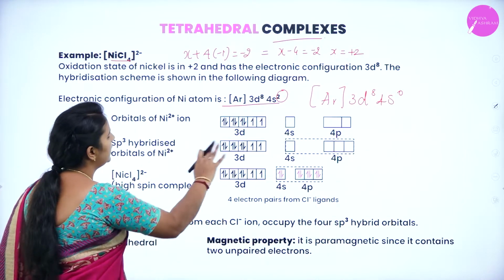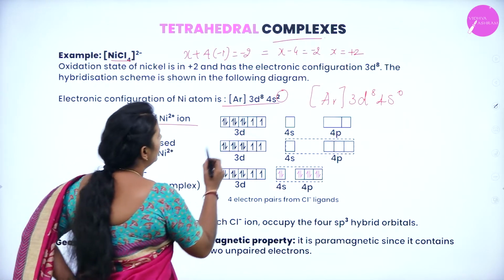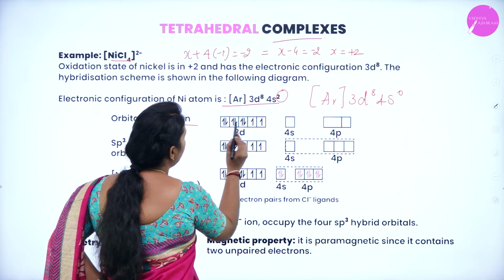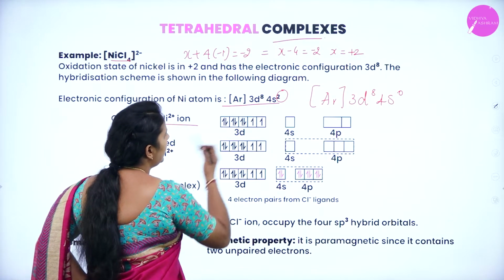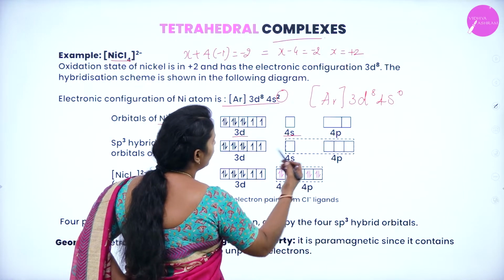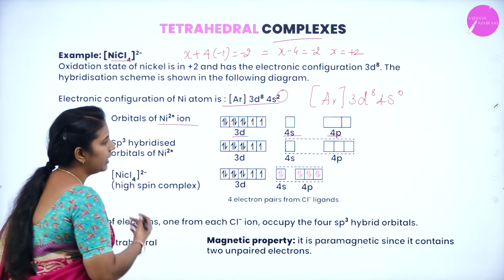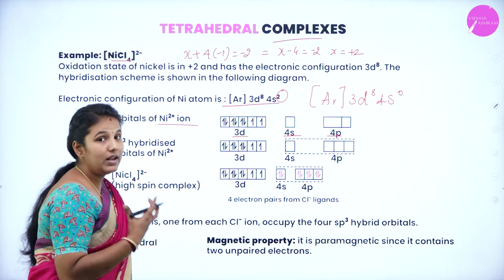Now, if you see the 3d electronic configuration of the nickel 2 plus ion, 1, 2, 3, 4, 5, 6, 7, 8. So there are 8 electrons in 3d, and we have removed the 2 electrons from the 4s, and 4p will be remaining. Now, you know what will happen? How many ligands do we require now?